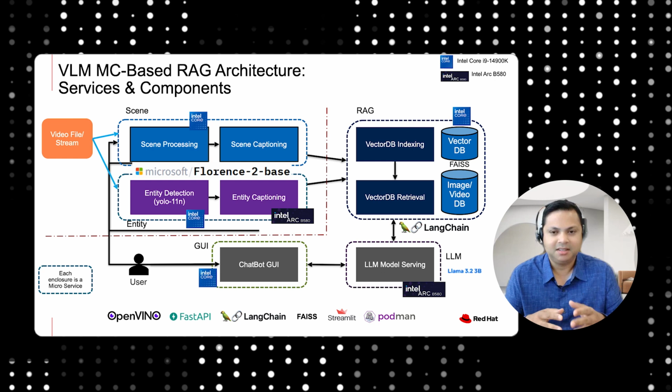The image captions are then extracted and stored as embedding vectors in the database along with the image and the timestamps. The user interacts with the Streamlit chatbot UI in natural language, which is served by the Llama 3.2 3 billion generative AI model for video retrieval and summarization.